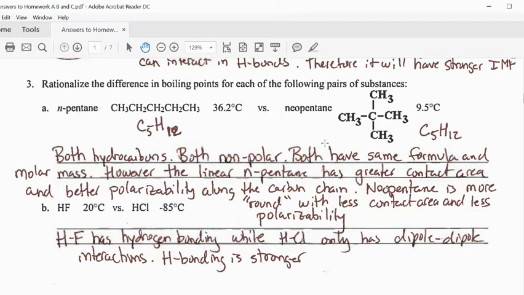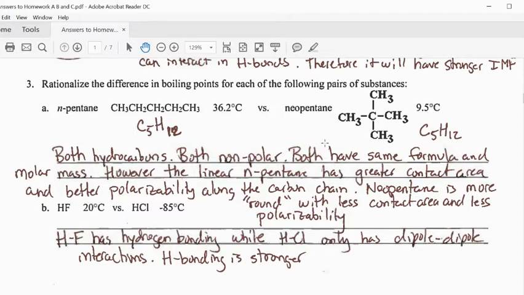So both these molecules are hydrocarbons. There's 5 carbons, 12 hydrogens, but the boiling points are different. So we're asked to explain why the boiling points are different. They're both nonpolar, so we've got to ignore that. They both have the same basic formula and molar mass. That's not a help.